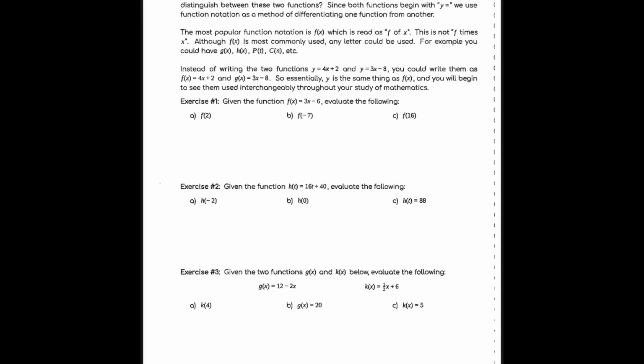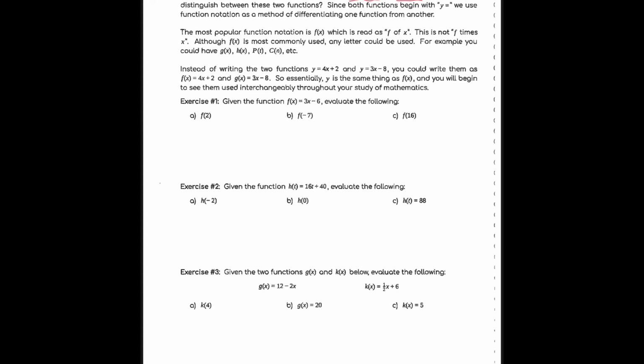So let's go ahead and discuss function notation. Until this point, you have seen functions as y equals something. So y equals 4x plus 2 would be an example, or y equals 3x minus 8. Anything that's y equals, that's what you're used to seeing as a function.